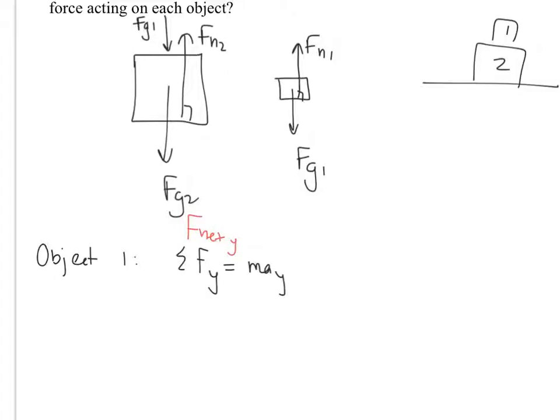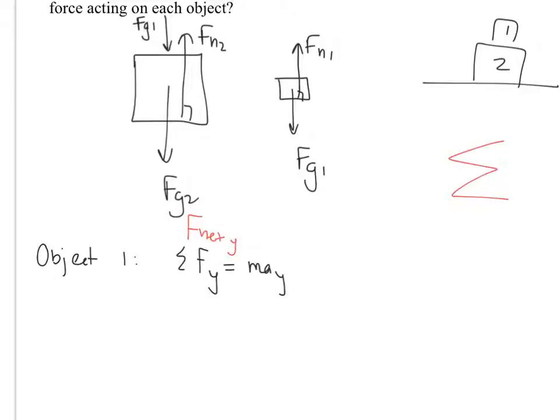Remember, F net means all the forces together. This little symbol means sum of. The actual symbol, if I write it properly, looks like this. It's a sigma symbol. So the sum of the forces in the y direction equals ma for the acceleration in the y direction.